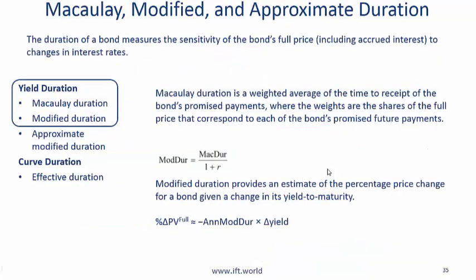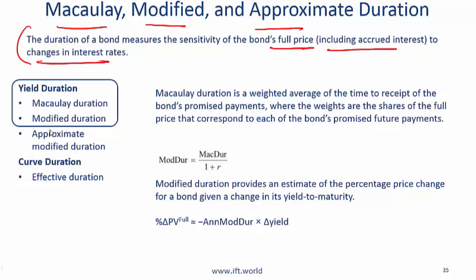Okay, now we get into an area that students find confusing because there are so many different definitions of duration, but I'll try to make it relatively straightforward. The first high-level point is this. So this applies to all measures of duration. The duration of a bond measures the sensitivity of the bond's full price, which means that we are including accrued interest, to changes in interest rates.